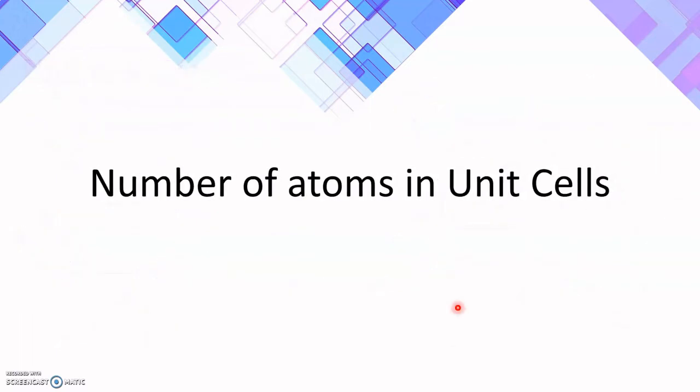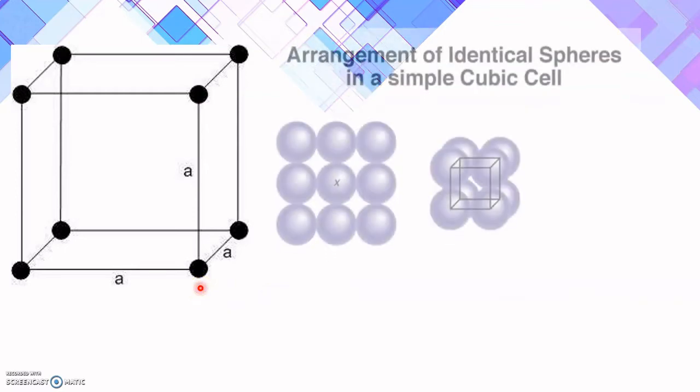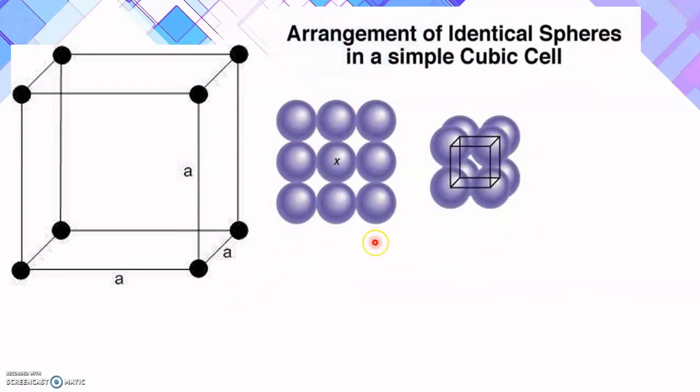Now let's calculate the number of atoms in a unit cell. This is a simple cubic unit cell. It has atoms at all the corners. A cube has 8 corners and therefore there are 8 atoms in this simple unit cell. Even though this is how we represent a unit cell, the actual arrangement of atoms is like this. The atoms are packed much more closely together as shown in these 2 pictures. The atoms touch along the edges of the cell.